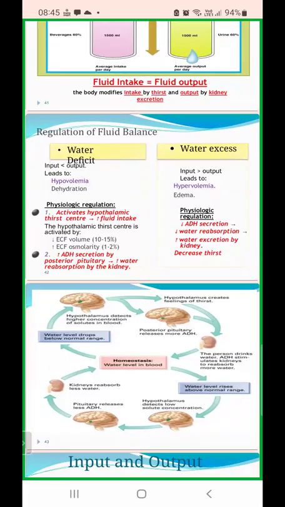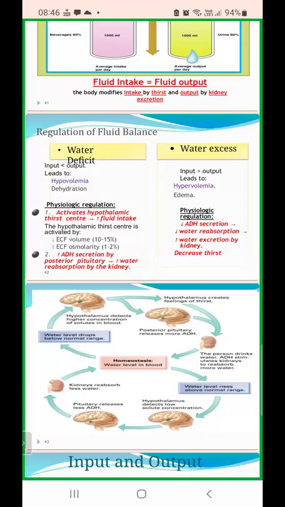So, physiological regulation: it activates the hypothalamic thirst center, which increases the fluid intake. Once it is activated, there is a decrease in ECF volume by 10 to 15% and an increase in ECF osmolarity by 1 to 2%. There is also an increase in ADH secretion by the posterior pituitary, which increases water reabsorption by the kidney. So these are the regulatory mechanisms in case of water deficit.